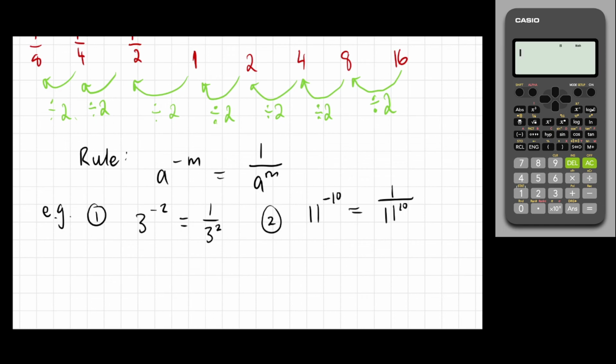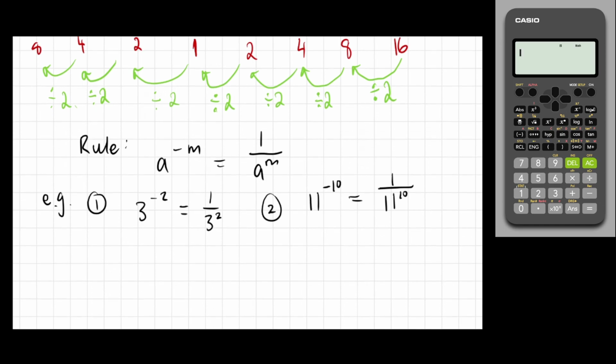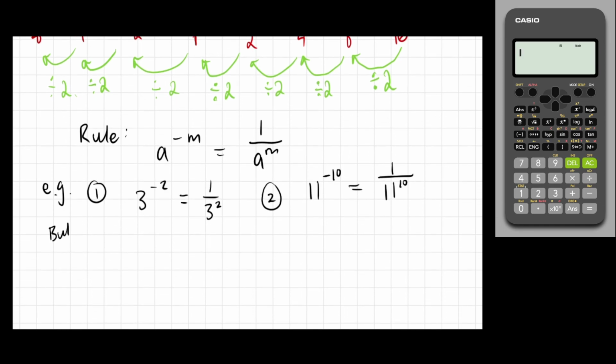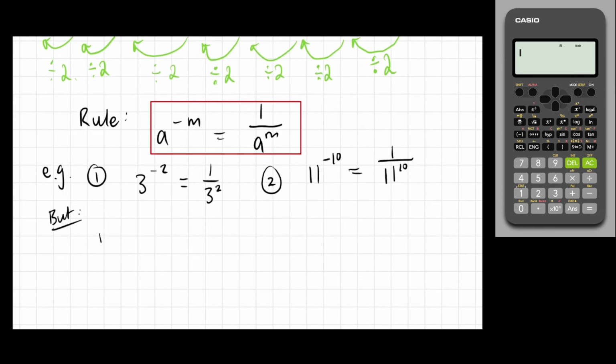And we're swapping it so that it becomes a positive, okay? But what would happen, say, if we had a fraction where the index was on the bottom and it was negative? So, for example, this rule, 1 over a to the negative n, like this, okay?